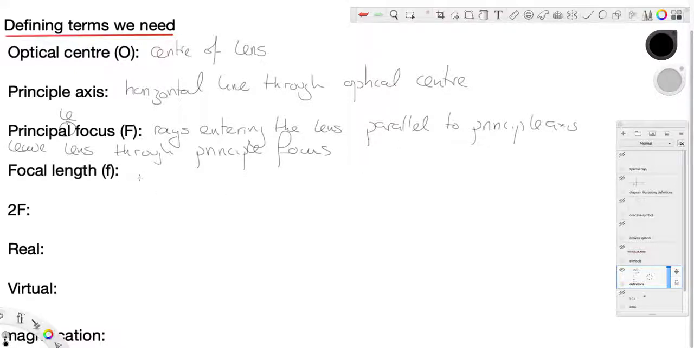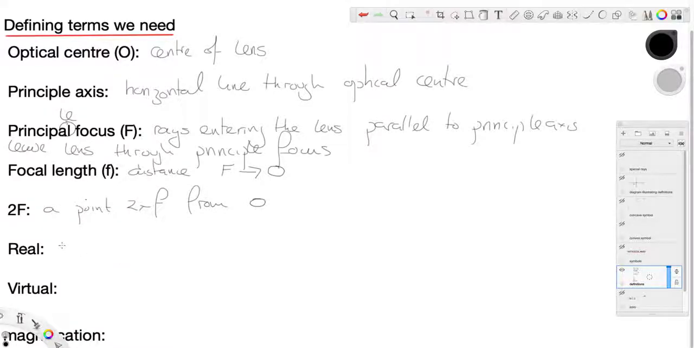The focal length, that is the distance between the principal focus and the optical center. This point 2f is a point 2 times the focal length from the optical center.